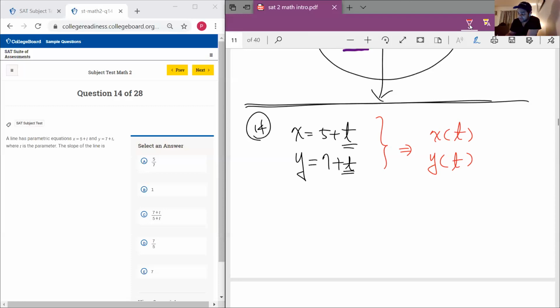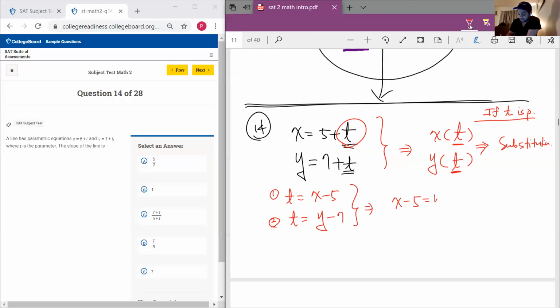Now, on this test, anytime you're given parametric equations with some parameter, if t or some other variable is a parameter, use substitution. So I'm going to solve for t and get x minus 5 and y minus 7. So x minus 5 is equal to y minus 7. You want the slope. So the equation is y is equal to x plus 2. And the slope has to be 1.